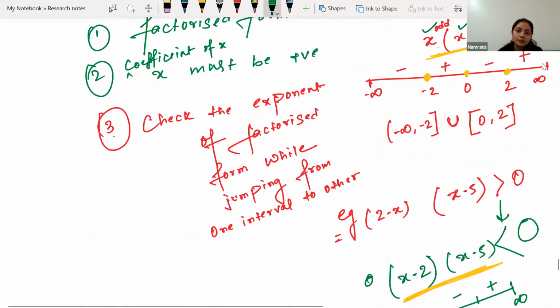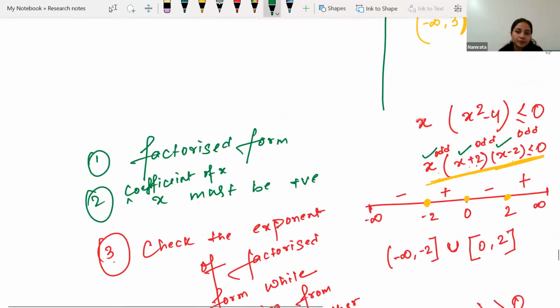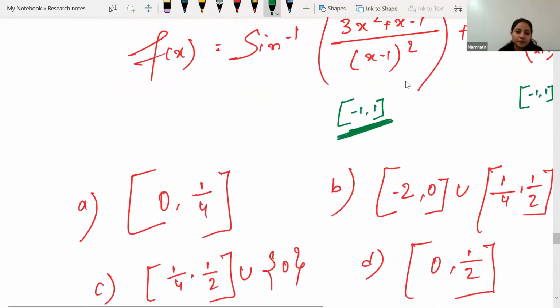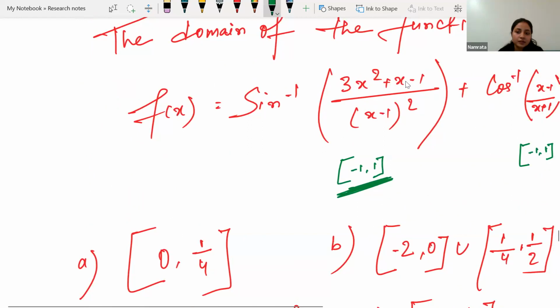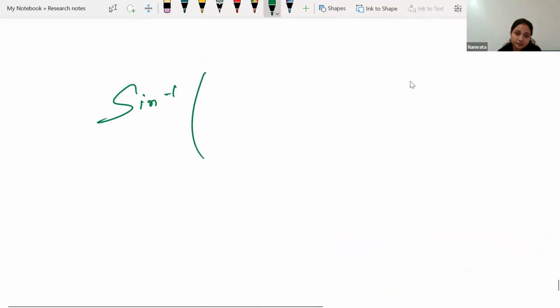So let's write it. We are having sine inverse. Can you scroll up? Yeah, sure. Just show the question. Can we move ahead? Done, ma'am. Okay.